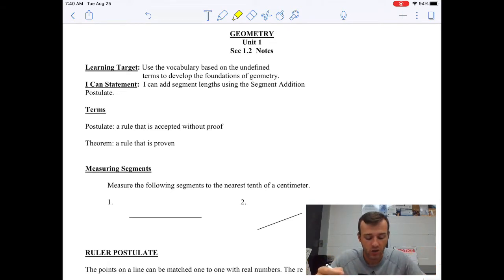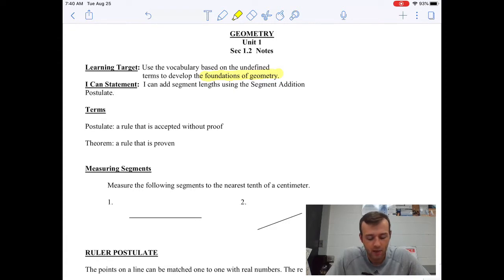So learning targets: I can use the vocabulary based on the undefined terms, which we had 3 undefined terms, point, line, and plane, to develop the foundations of geometry. I love how they said that. We're developing these foundations now. So we kind of got the words, the meanings, the descriptions, the definitions. Let's do something with it.